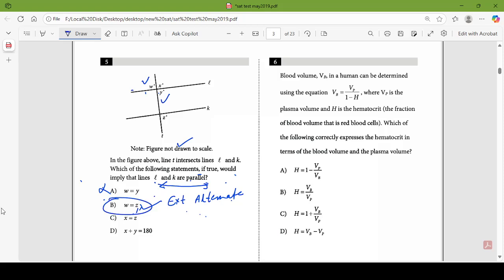Now coming to question number 6. Vb is given and they're looking for h. So whatever they are looking for, just take it on one side and the rest of the expression should be on the other side. So they're looking for h, so just take 1 minus h here. 1 minus h is equal to Vp over Vb. And now they're looking for h, so take h this side and this expression this side. So 1 minus Vp over Vb equals h. So that's your answer.